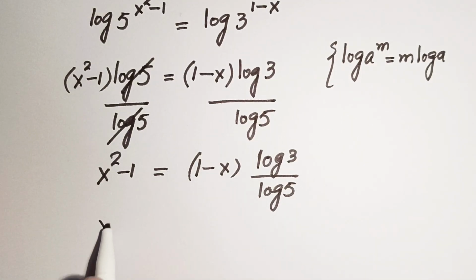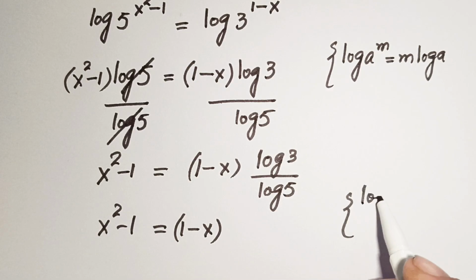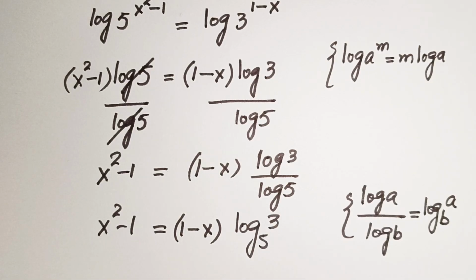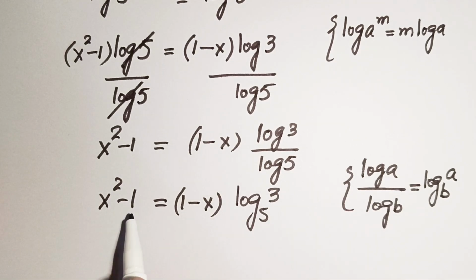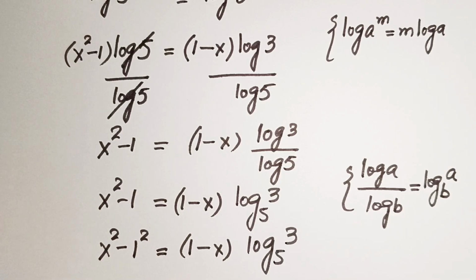Now x squared minus 1 is equal to 1 minus x times, here we use the logarithm law, that is log a over log b is equal to log a to base b. So it will be log 3 to base 5. Now this can also be written as x squared minus 1 is equal to 1 minus x times log 3 to base 5.